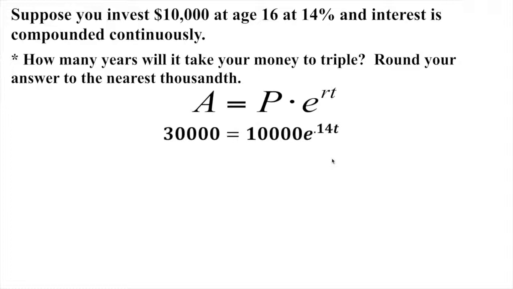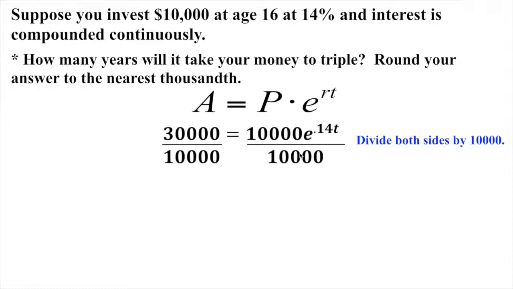Okay, in order to do this one, we're going to have to find out what T is. So we've got to get T all by itself. Well, it's in an exponent, which means we're going to have to take some logarithms of it. But first, what we need to do is try to isolate this e raised to the 0.14 times T. So I need to get rid of this 10,000. So what I'm going to do is divide both sides by 10,000. In doing so, 30,000 divided by 10,000 is going to give me just plain old 3. 10,000 divided by 10,000 is 1. That leaves me with just e to the 0.14t.